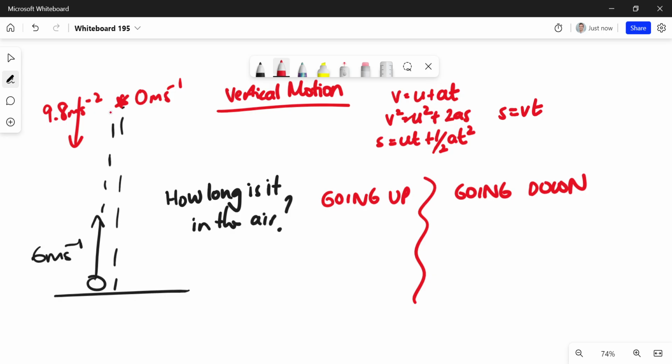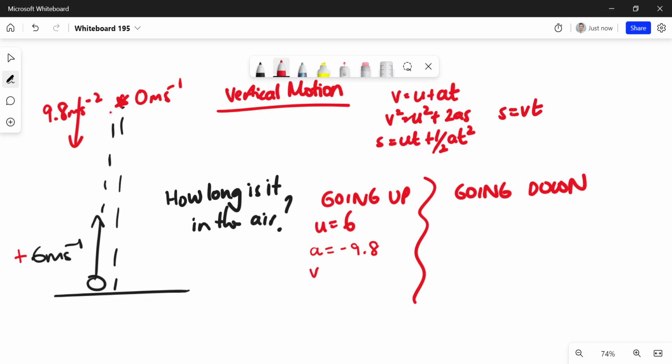So if I focus purely on the going up phase for this first question, what I'm going to say is that u is 6, because that's what I've been told. I'm going to say that a is negative 9.8. And the reason behind that is that if I'm saying that u is positive 6 meters per second, and that's going upwards, I've already noted that gravity always goes down, and hopefully we know that. So therefore that is going to be negative.